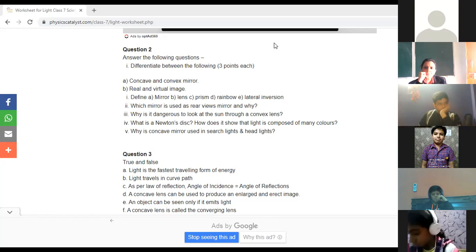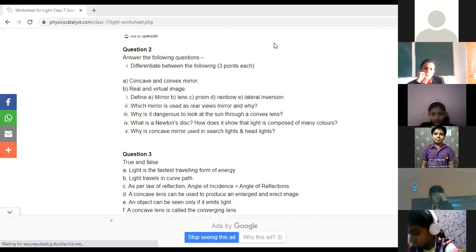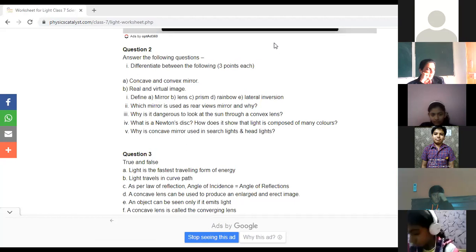Next is rainbow. Switch on your cameras. Yes, Vedika. A large arc in the sky with many colors is known as a rainbow. Okay. Rainbow, a large arc with a band of 7 colors, is known as rainbow.